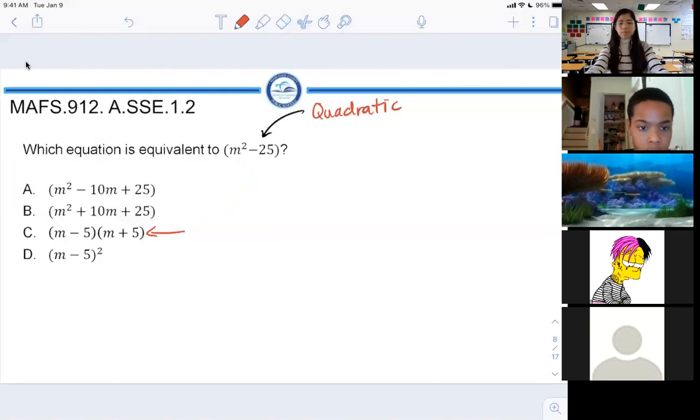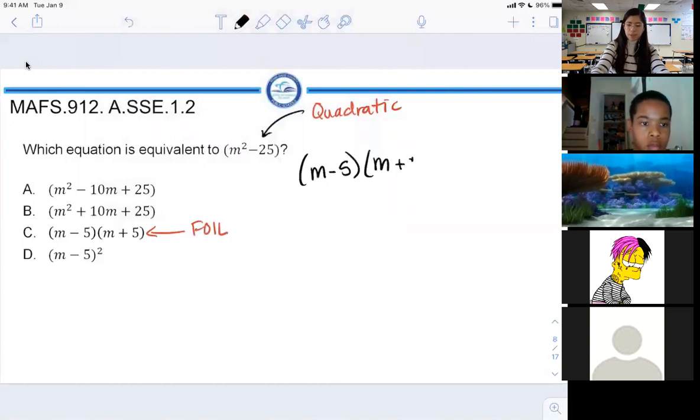So what process did you just do? What's that called? FOIL. So Perla just foiled. So let's actually take a look at what she did. So this is m minus 5 times n plus 5. And we're going to FOIL to see what happens.